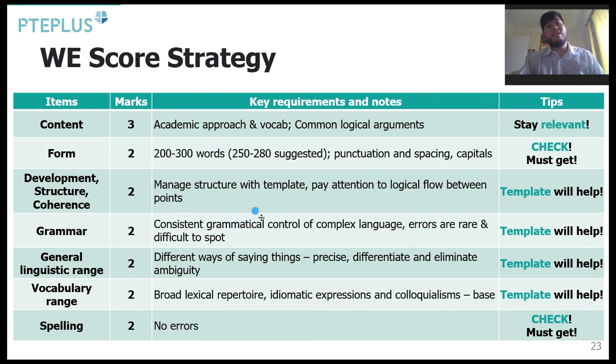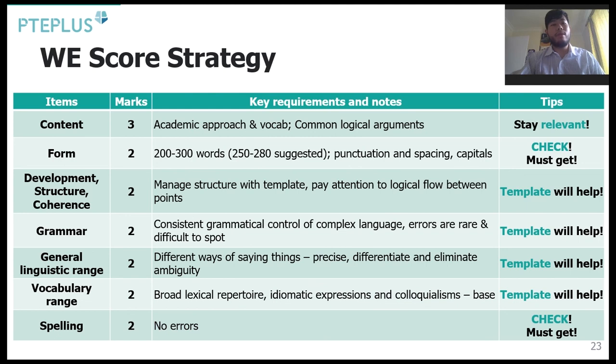For grammar, we want to have consistent grammatical control of complex language where errors are rare and difficult to spot. So once again, a template will help you achieve 2 marks here. For general linguistic range, we want different ways of saying things. We want to be precise, we want to differentiate and eliminate ambiguity. So once again, a template can help us achieve this. Vocabulary range, we want to have a broad lexical repertoire using lots of different words, idiomatic expressions, natural language, and colloquialisms, so day-to-day conversational language. Once again, a template will help us. And for spelling, we just want no errors. So if you check your spelling after you write your essay, there should be nothing wrong. Don't write words you're not sure about because we don't want to lose marks for spelling.